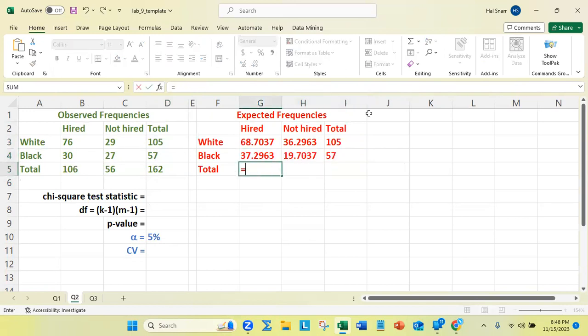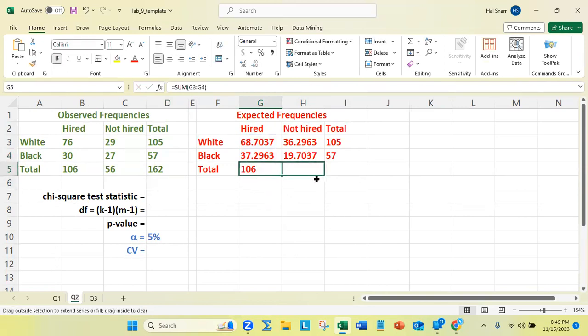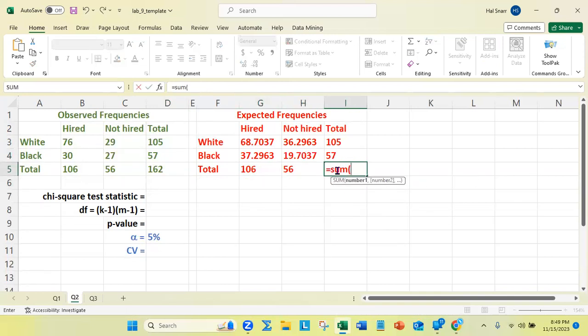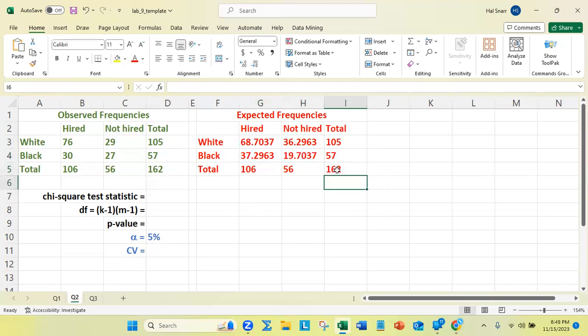Now, if we did this right, these expected frequencies of hired should add up to 106. And it does. Then last but not least, the not hired expected frequencies should add up to 56. And they do. And the final thing we have to do is sum the 4 expected frequencies. Okay? And we get 162.